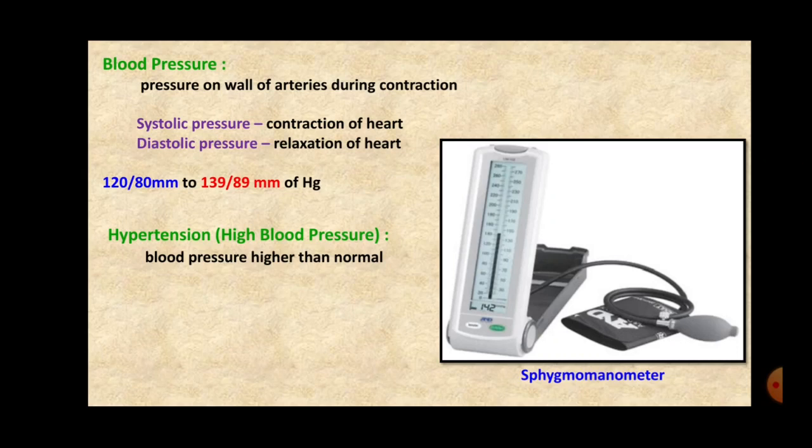And how is this blood pressure measured? You all might know that doctors measure the blood pressure with the help of an instrument called a sphygmomanometer. As you can see in the picture, this is called a sphygmomanometer, which is used to measure the blood pressure.